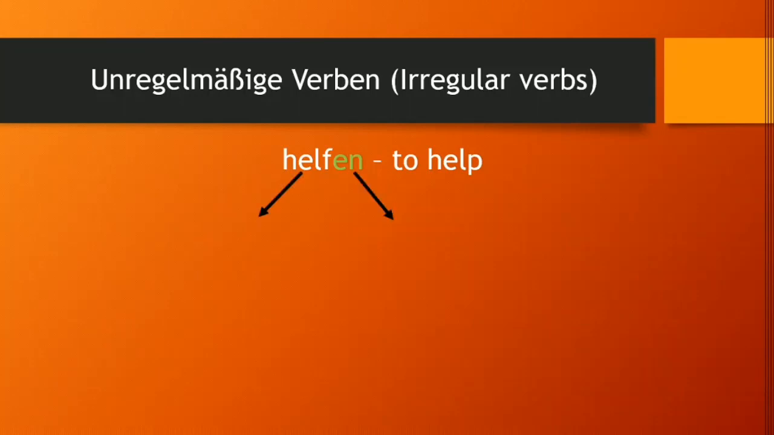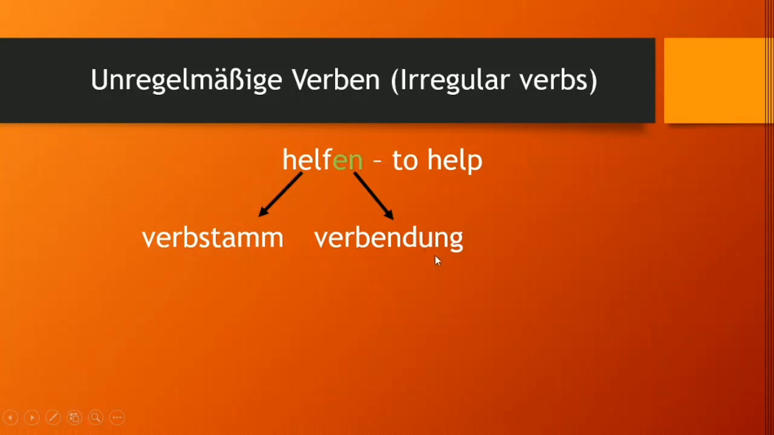So you know this en ending is called Verbendung, and whatever comes before en is called Verbstamm. This we've already studied in our regular verbs class. So this is Verbendung and this is Verbstamm. For regular verbs, only the Verbendung keeps changing and the Verbstamm remains the same.